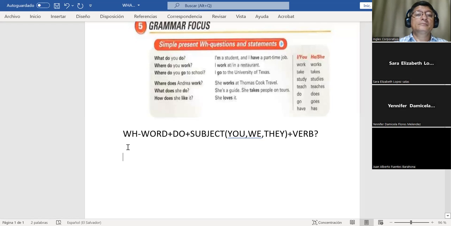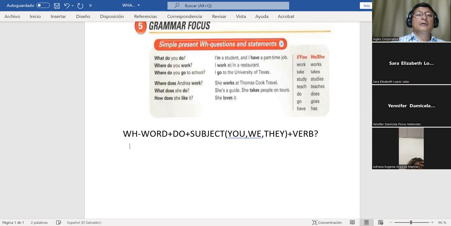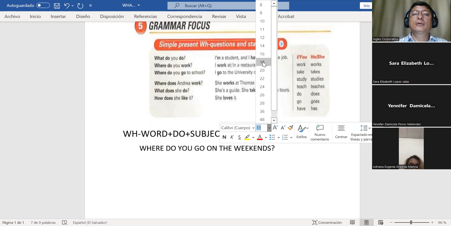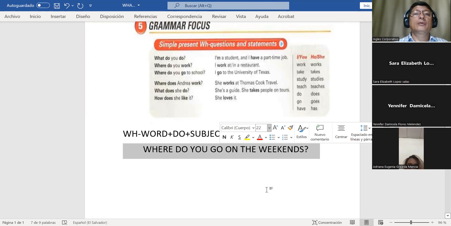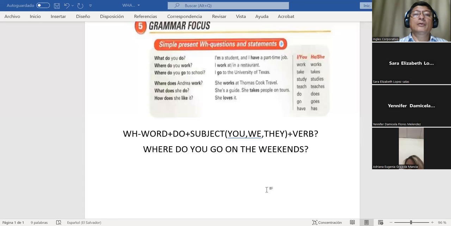Okay. So we have a question here. We're gonna write an example: where do you go on the weekends? You see, WH word where, plus do, plus the subject, plus the verb, and this is the complement.